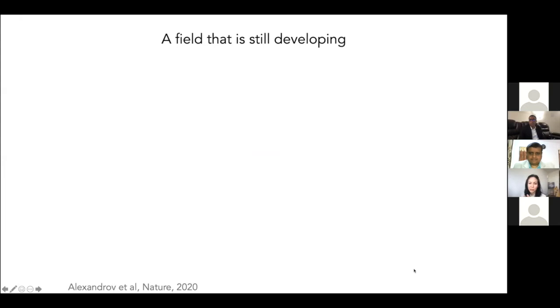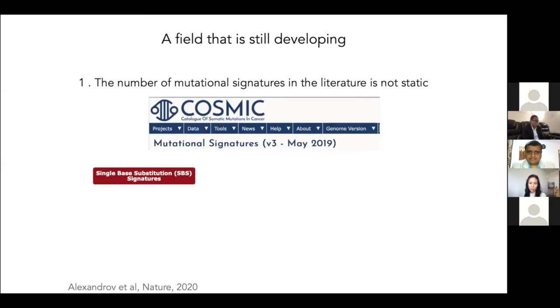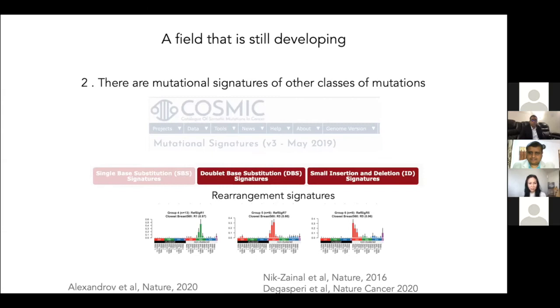But I would stress that the field is still early. It's still young. It's still developing. The number of mutational signatures in the literature is not static. This is changing. It has changed even in the last 8 years. It's going to change again very shortly. The classes of mutational signatures is also increasing. We now have double subs and indels and rearrangements, so nothing is gospel.